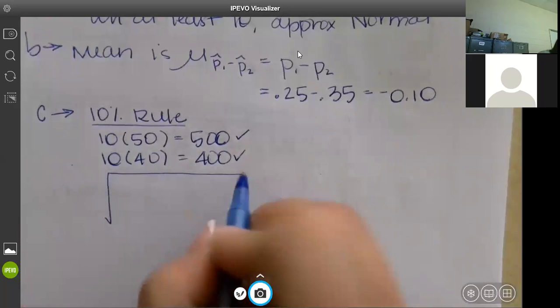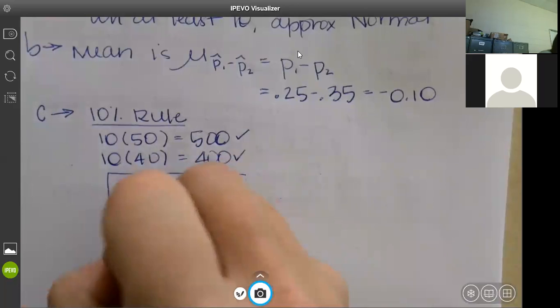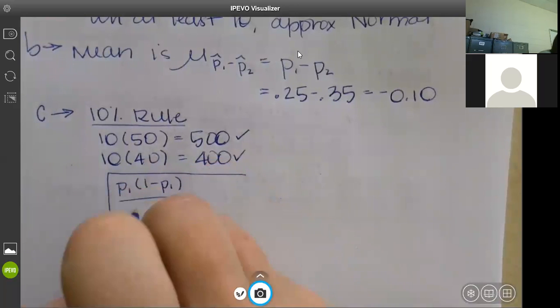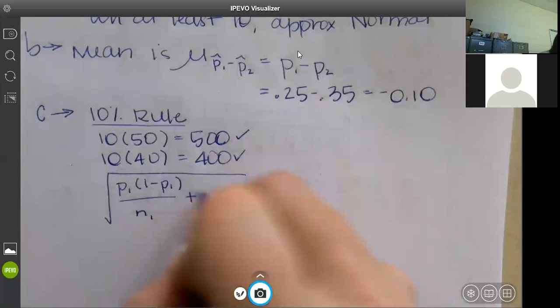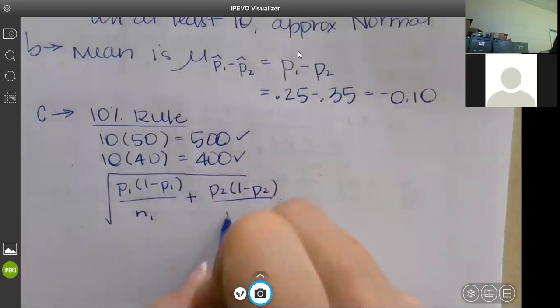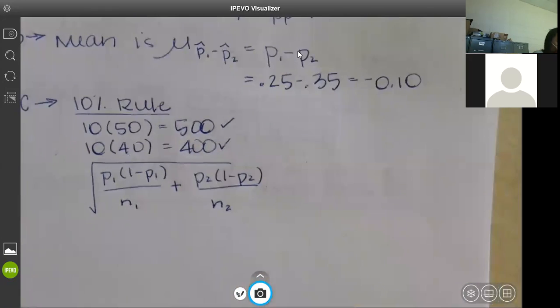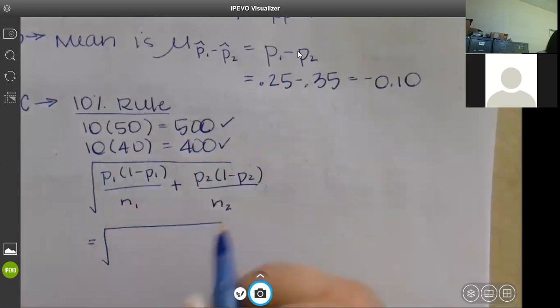So remember our standard deviation is P1, 1 minus P1 over N1. Make sure it's a plus. Even though we're subtracting, it's always a plus in the standard deviation or the variance. P2, 1 minus P2 over N2. Which is the square root.